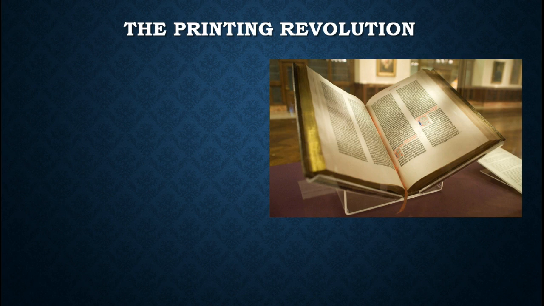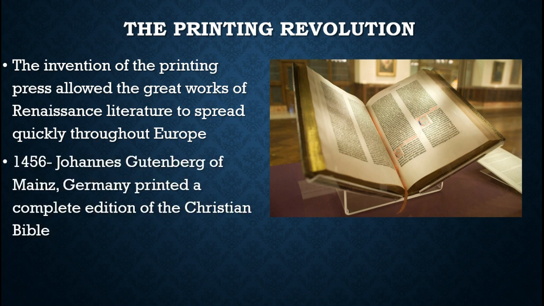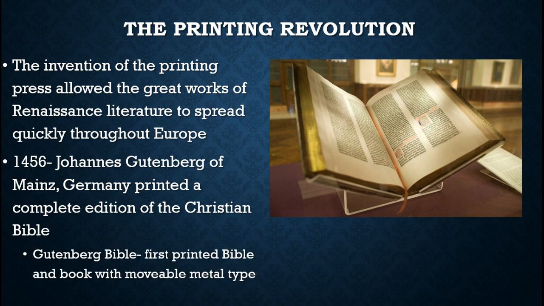One of the absolute most important and profound inventions of the Northern Renaissance was the printing press. The printing press allowed not only great works of Renaissance literature to spread throughout Europe, it also was one of the biggest contributing factors to the growth of the Protestant Reformation. In 1456, Johannes Gutenberg printed the first complete Bible with movable metal type. The Gutenberg Bible was in Latin, but it revolutionized how books could be made.